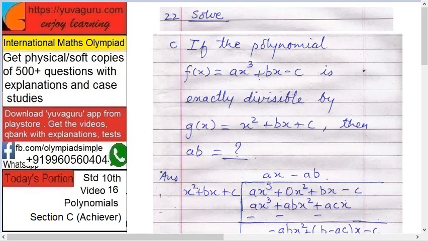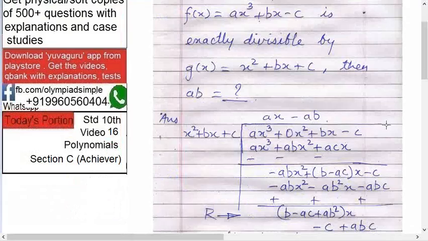linear fashion. So x cube, x square, x and x raised to 0, right? And here x square plus bx plus c as it is. So first with first you get ax, and the answer is ax cube. Here abx square, then cax over here, and then subtract it, some sign change.